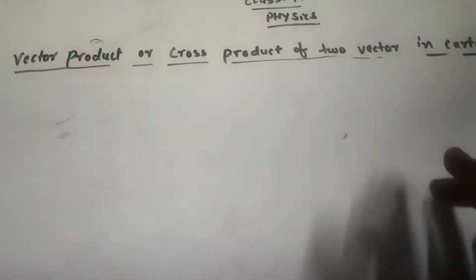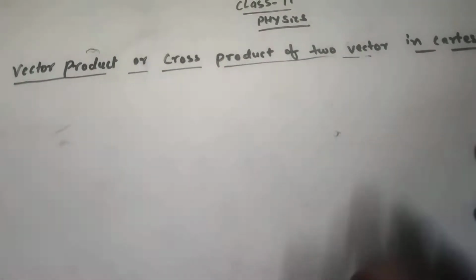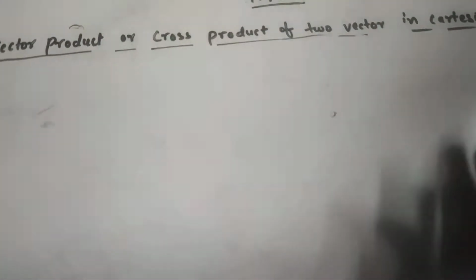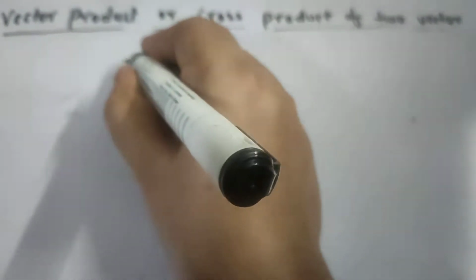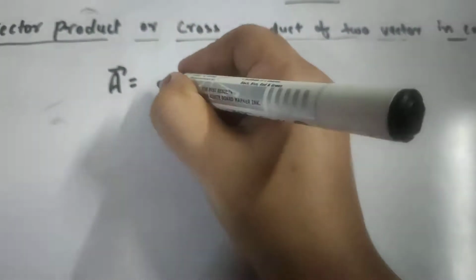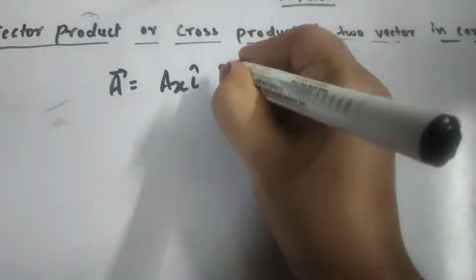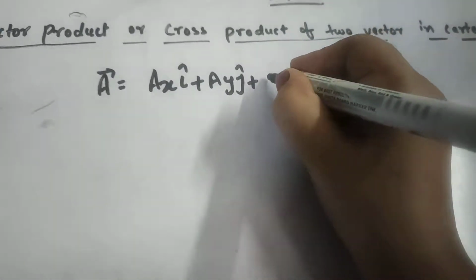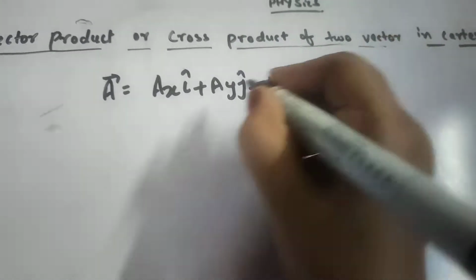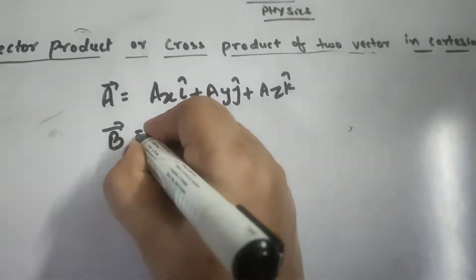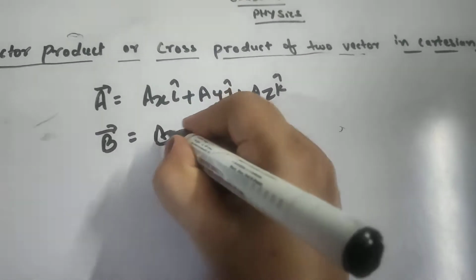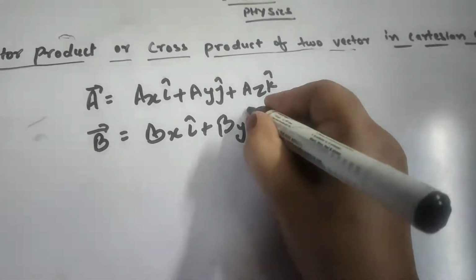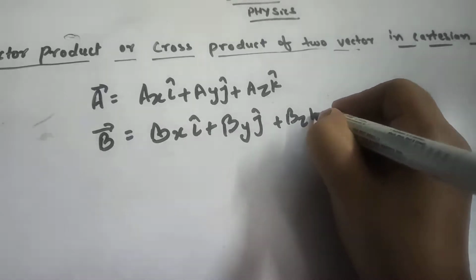Dear students, in this video we will find out how to find the vector product or cross product of two vectors. For this, let us consider a vector A represented in Cartesian coordinate form as ax i cap plus ay j cap plus az k cap, and another vector B represented by bx i cap plus by j cap plus bz k cap.